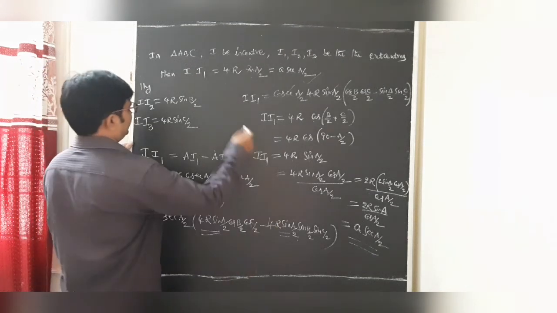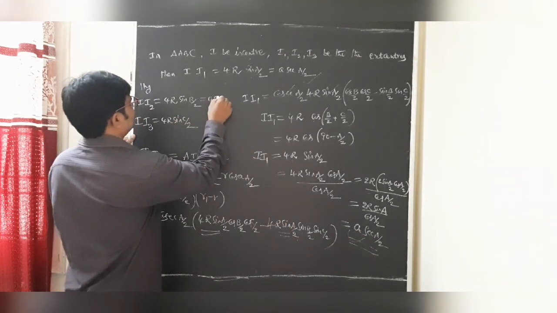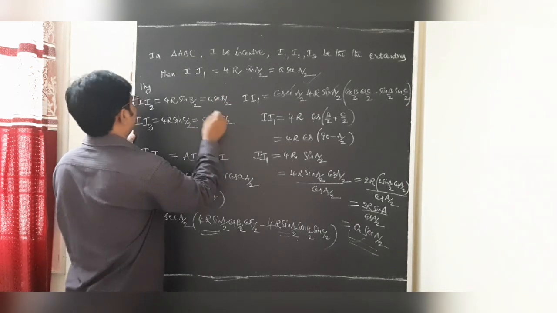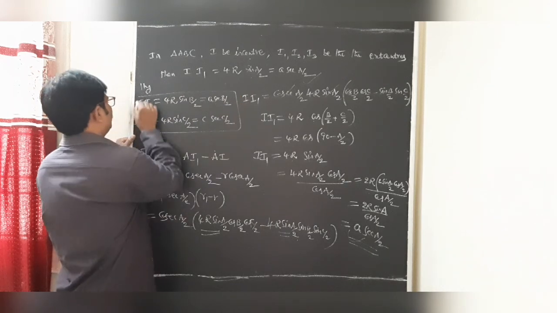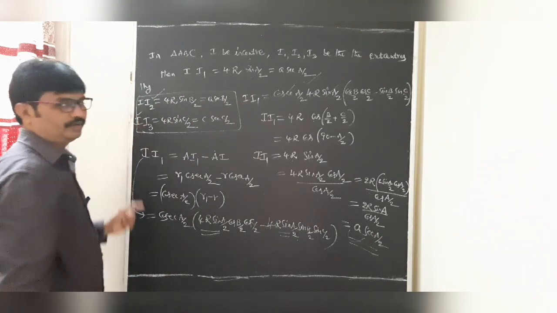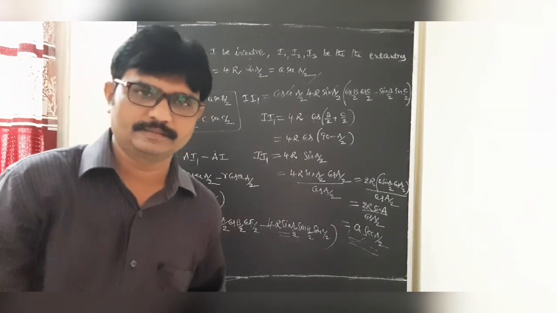So this is a secant A by 2, b secant B by 2, and c secant C by 2. These are the proofs. Is it clear, students? So this is the distance between the incenter and the excenters. Okay, students?